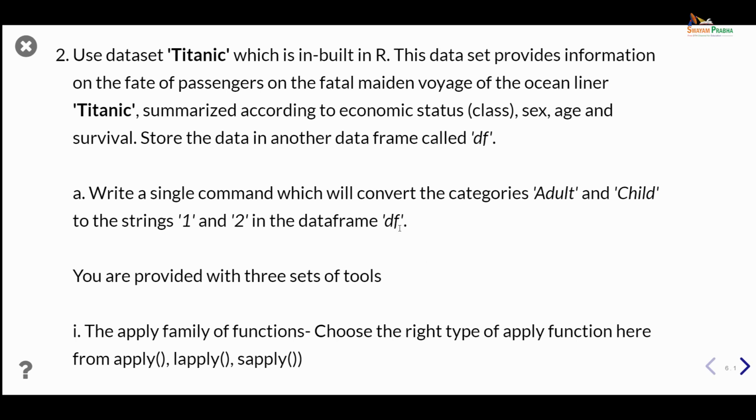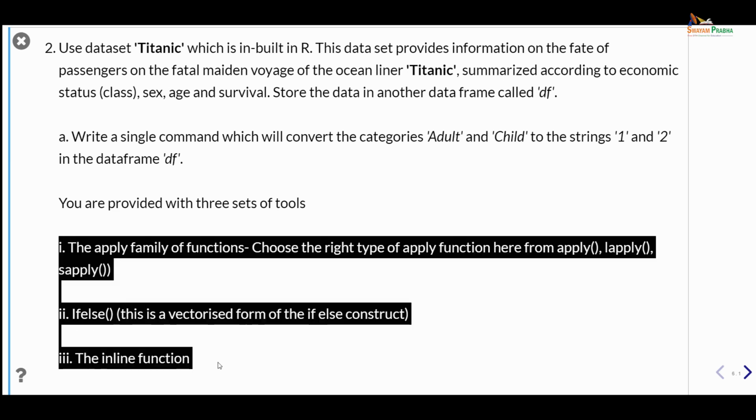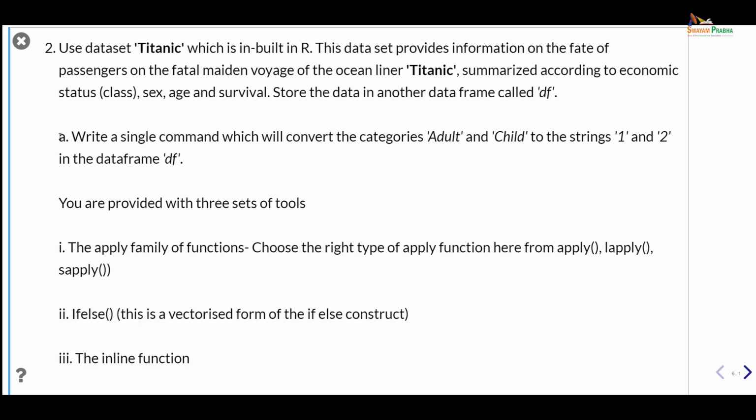So the first subproblem is to write a single command which will convert the categories adult and child to the strings 1 and 2 in the data frame DF, and we have been provided with 3 sets of tools. The first one is the apply family of functions, where we can choose the right type of apply function from apply, lapply and sapply. Basically we have to choose the correct apply function which can be used to solve the given problem. And the next tool is the ifelse function. This is basically a vectorized form of the if-else construct, and we can also make use of the inline function. So we will see what all these 3 functions are and how to use them to solve subproblem A.